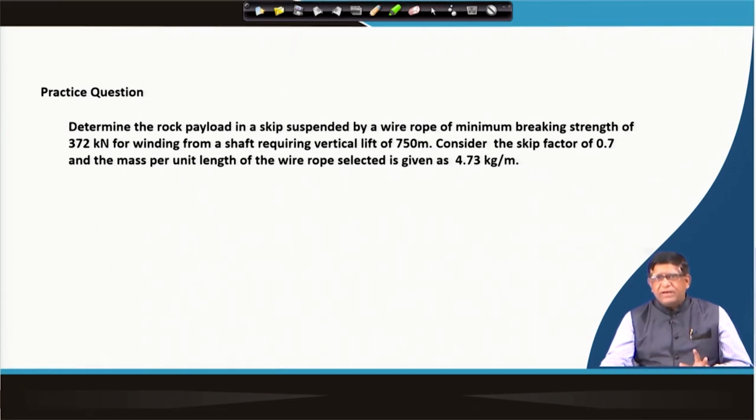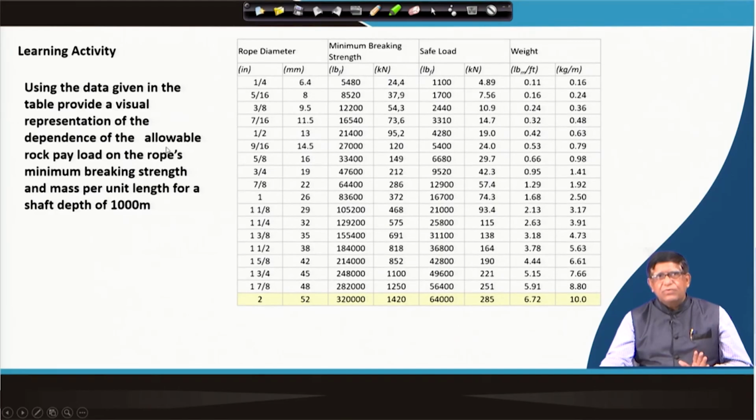Now, from there in that Excel sheet you do one thing: using the data given in the table, provide a visual representation of the dependence of the allowable rock payload on the rope's minimum breaking strength and mass per unit length for a shaft depth of 1000 meter.